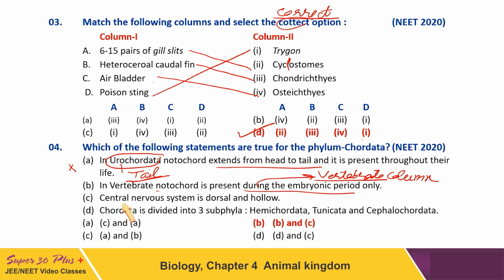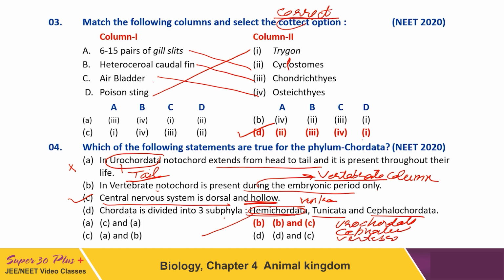This is right. Central nervous system is dorsal, but it is hollow. Right? This is in case of chordate, dorsal and hollow. In case of non-chordate, this is ventral. It is ventral and solid. Is it? So this is right. Chordata is divided into three subphyla: Hemichordata, Tunicata, and so on. No, Hemichordata is not a subphylum of Chordata. Chordata subphylum, that is one is Urochordata, one is Cephalochordata, and one is Vertebrata. These are the three subphylum. So we divide into subphylum.